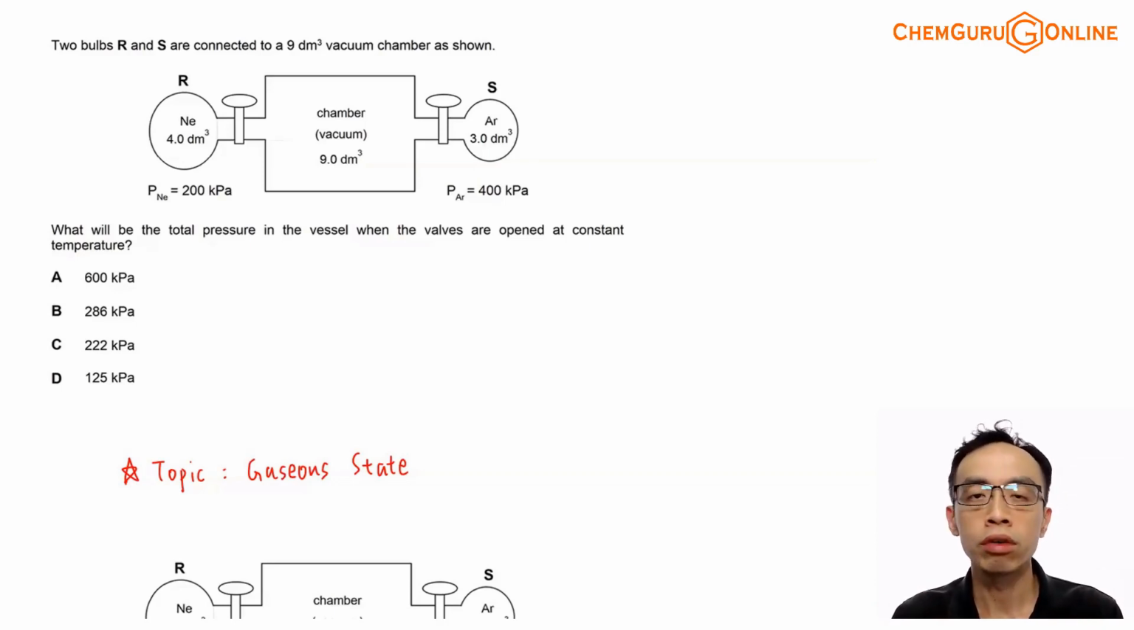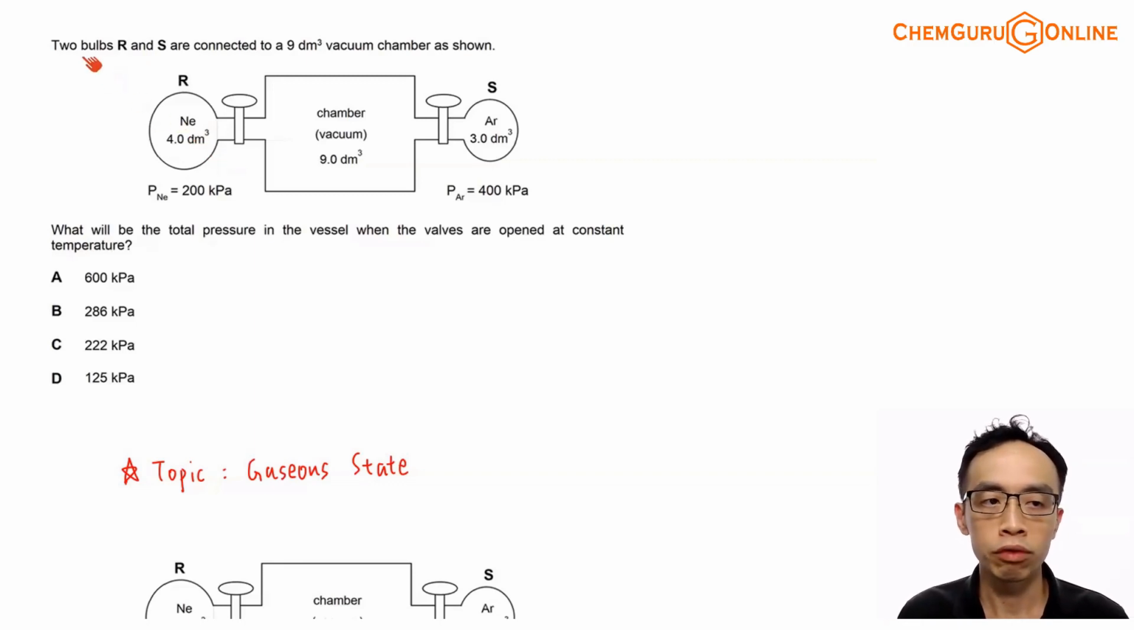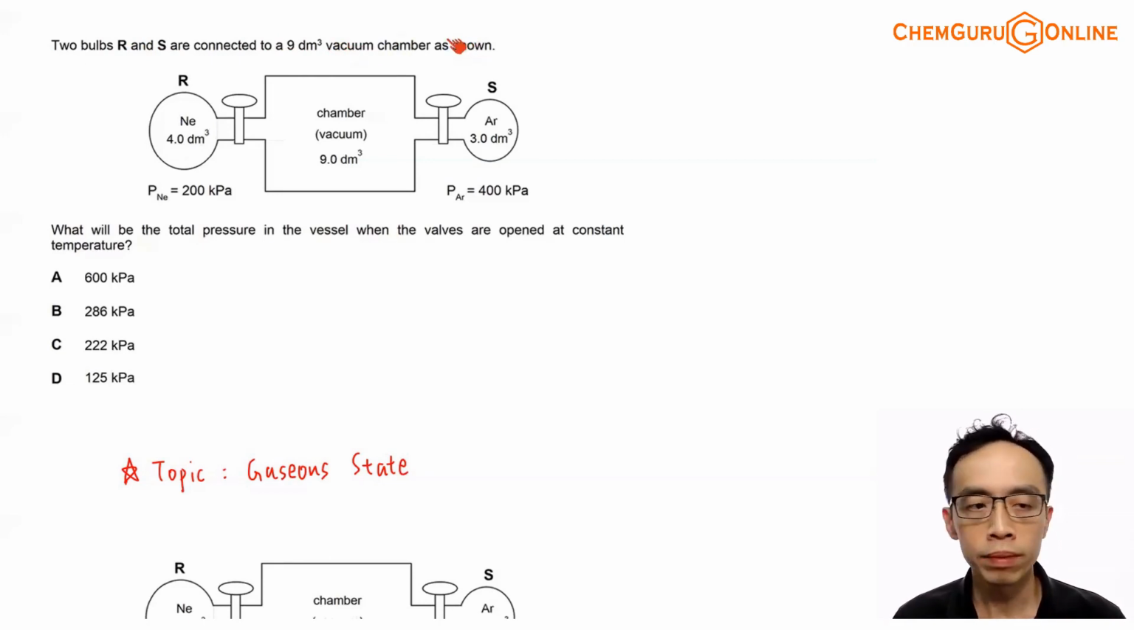Now in today's video, we want to discuss a question involving determining total pressure when mixing two gases. So the question says that I have two bulbs, R and S, connected to a 9 dm³ vacuum chamber as shown. So we notice that bulb R contains neon.